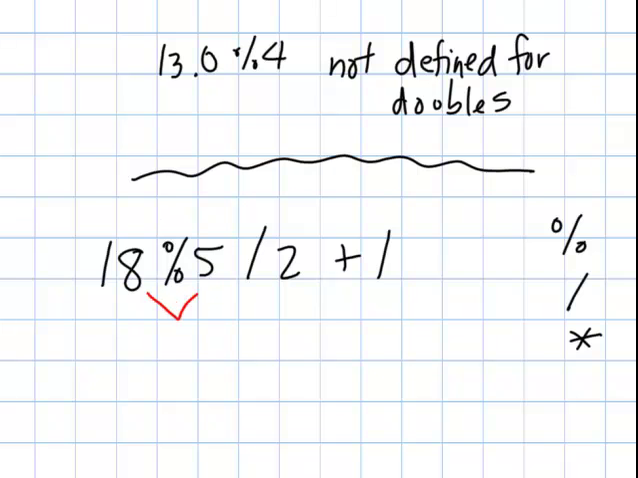So 18 mod 5 is 3. 3 divided by 2 is 1. 1 plus 1 is 2. So the answer is 2.